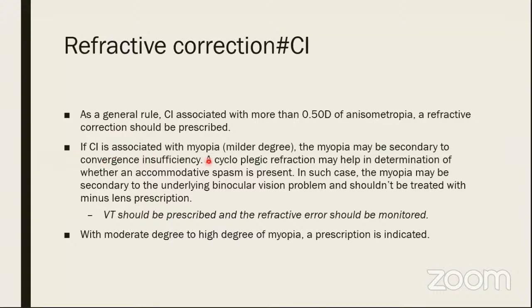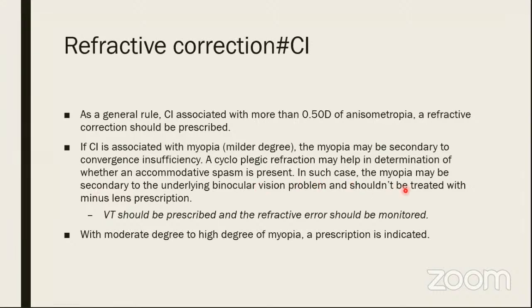If convergent insufficiency is associated with small myopia, 0.5, the myopia could be secondary to convergent insufficiency, because if the patient has convergent insufficiency, the patient of course will have some accommodative excess. So we have to check the accommodative status. If the patient has an excess accommodative tendency, it can manifest with a small amount of myopia. So after all detailed evaluation, we can do a cycloplegic refraction to help in determining whether accommodative issues are there or not.